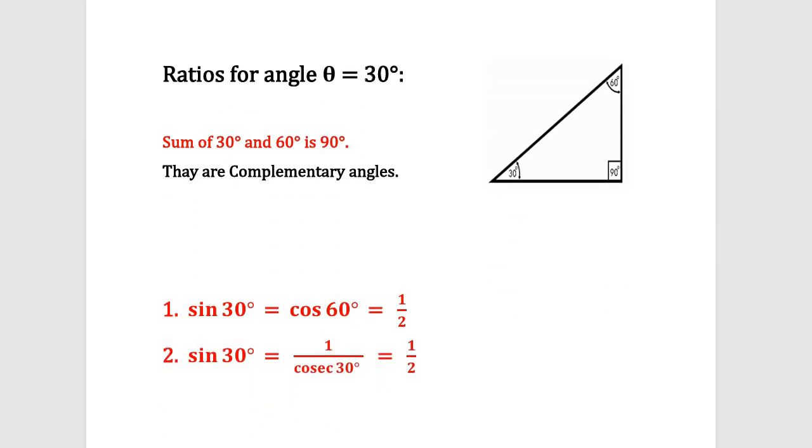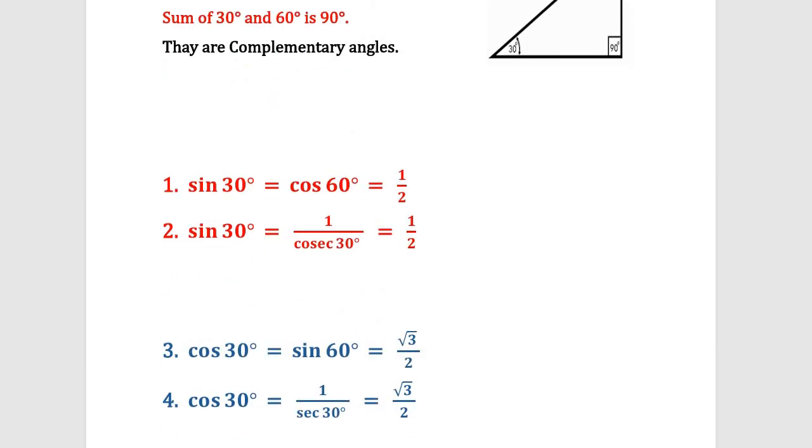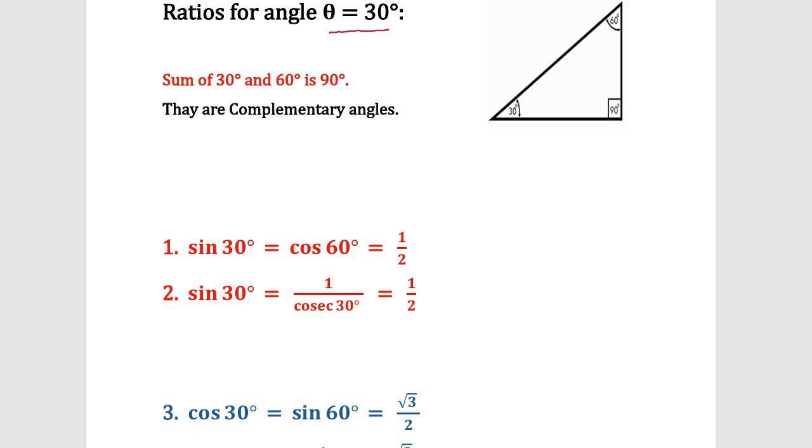Ratios for angle theta equals 30 degree. Sum of 30 degree and 60 degree is 90 degree. So they are complementary angles. Formula number 1, sin 30 degree equals cos 60 degree equals half, because 30 degree and 60 degree are complementary angles. Again, cosec 30 degree is reciprocal to sin 30 degree. As a result, sin 30 equals 1 by cosec 30 degree equals half.